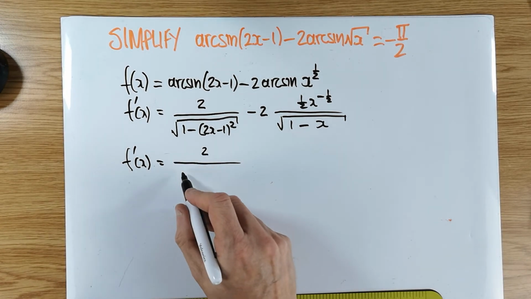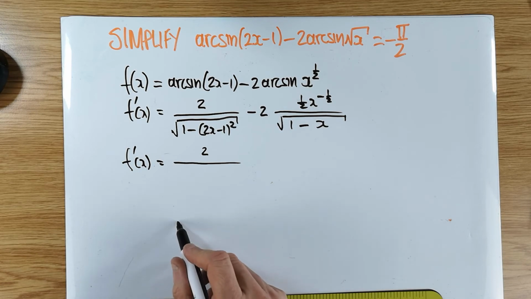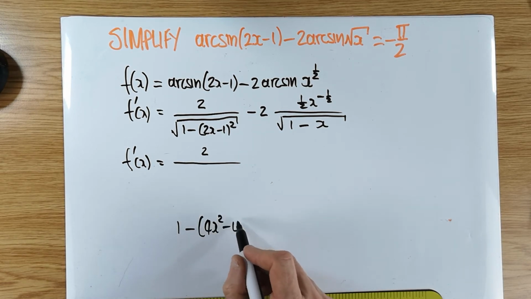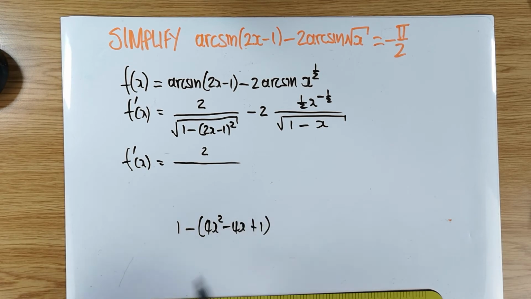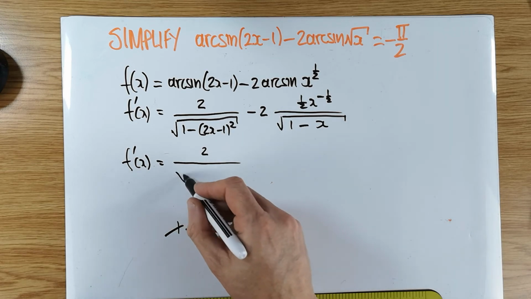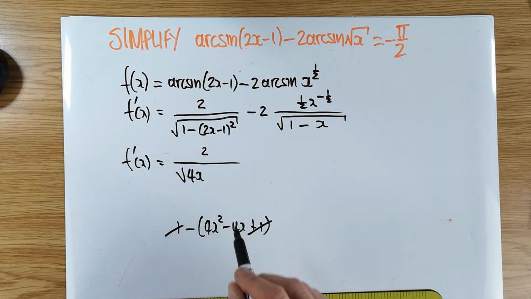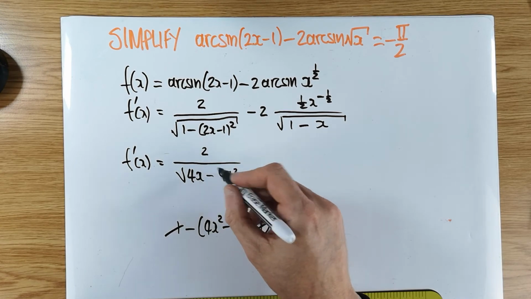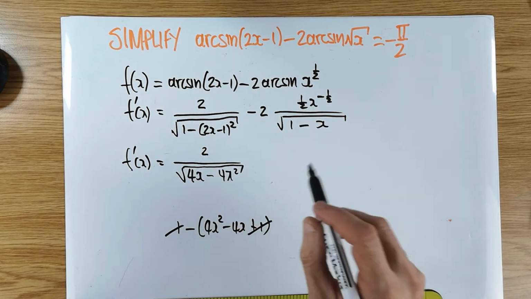When I simplify that, I'm going to do it down here. 1 minus 4x squared minus 4x plus 1. The ones will cancel, 1 minus 1 cancels. And I'm going to get, of course, the square root of 4x, because I'm going to go positive, minus 4x squared. We've seen this expression earlier on when I was doing it in a different way.